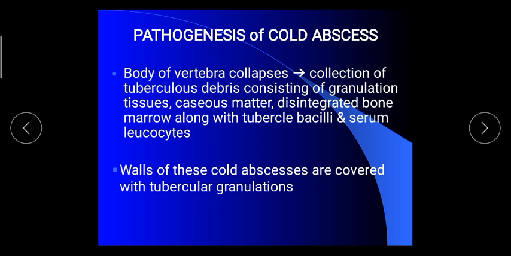Pathology. When the body of the vertebra collapses, the collection of tubercular debris consisting of granulation tissue and the caseous material and the disintegrated bone marrow along with tubercle bacilli and leukocytes. These are the constituents of the cold abscess. The walls of these cold abscesses are covered with tubercular granulations.